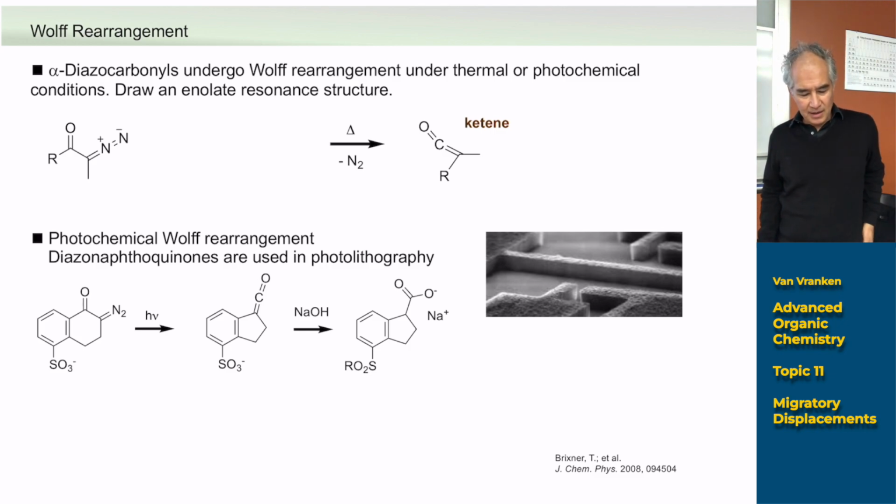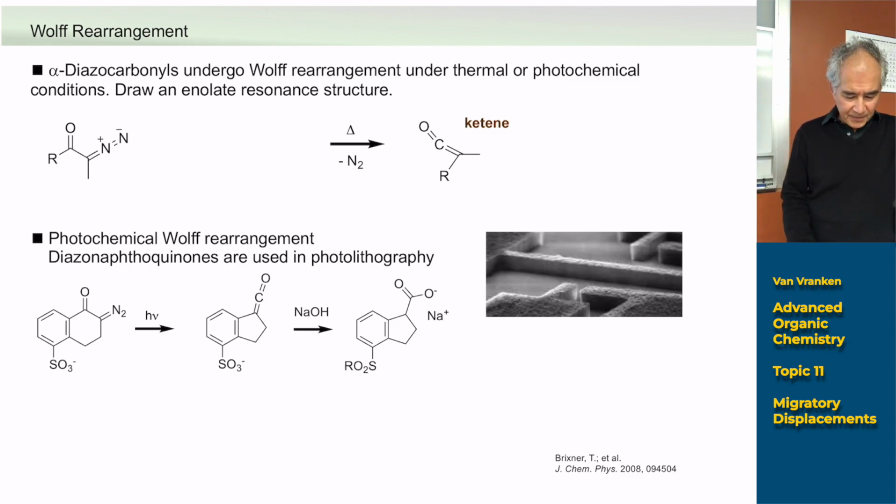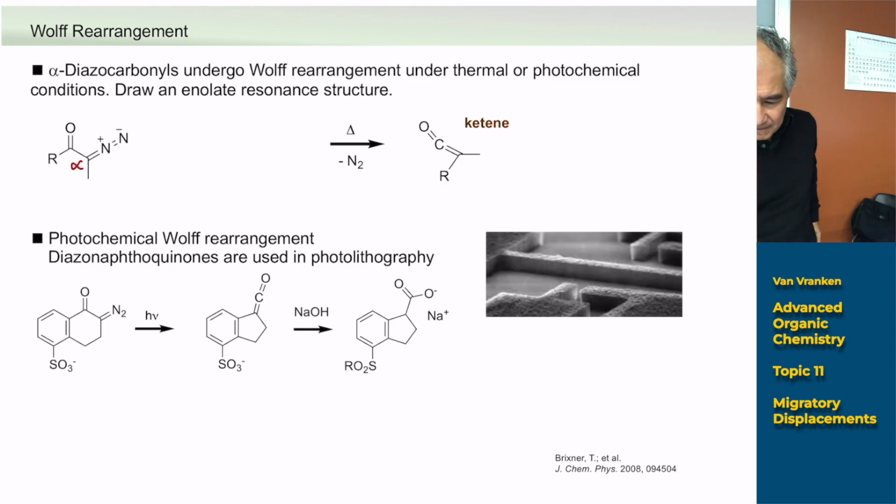I'm going to show you, and I'm not sure if they still use this particular type of photolithographic reagent, but there's a class of functional groups called alpha diazocarbonyls. This position right here is the alpha position. Unfortunately, that particular resonance structure is the common one, but it's not the one that is most helpful in understanding what's going on in this very interesting rearrangement called the Wolff rearrangement.